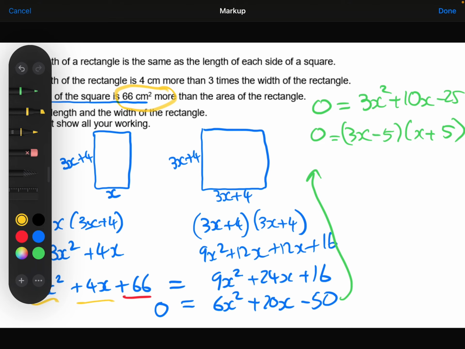Now let's do a quick check. That gives me 15x. That gives me minus 5x. And the 15x minus the 5x does give me the 10x. So now I know that x is either 5 over 3 or minus 5. The minus 5 makes no sense in the context of this question. This length here cannot be minus 5. So it has to be 5 over 3.